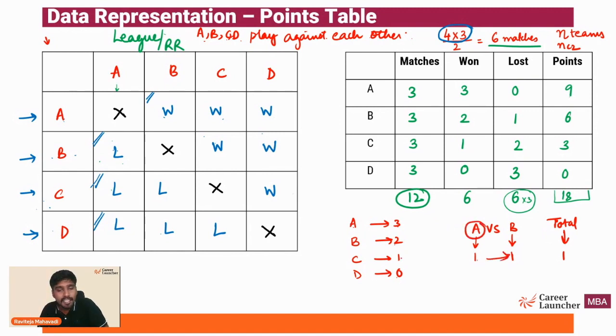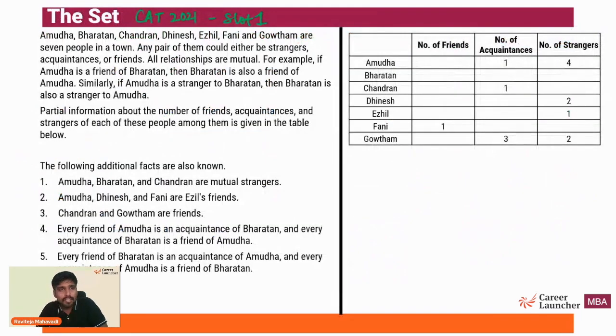This is like the dual entry that you do in the balance sheet. If A wins, then B will lose. That is something that you have to put across in the grid, in the matrix that you are using to represent data. So let's take a look at this set.